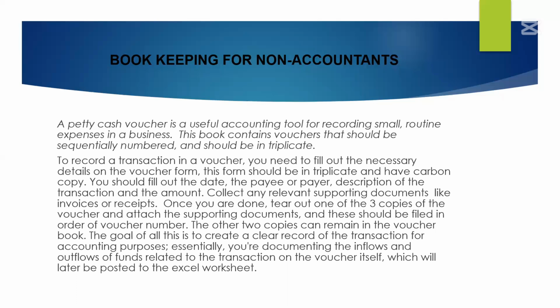Collect any relevant supporting documents, like invoices or receipts. Once you are done, tear out one of the 3 copies of the voucher and attach the supporting documents, and these should be filed in order of voucher number. The other 2 copies can remain in the voucher book. The goal of all this is to create a clear record of the transaction for accounting purposes.